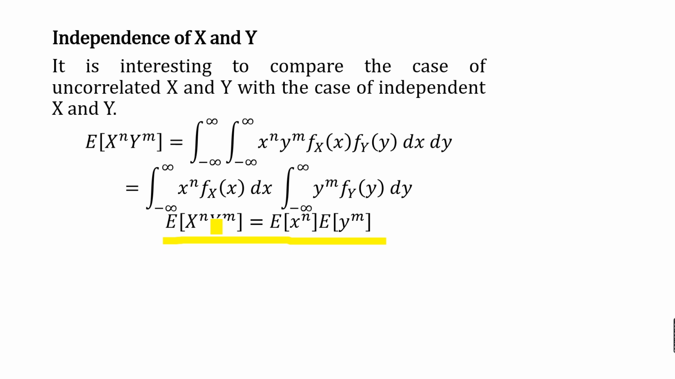Expectation of x to the power n into y to the power m, if they are independent, then it can be written as a product. So apply the expectation formula here. g of x, y is defined in terms of x and y, x to the power n and y to the power m, and f_X of x and f_Y of y, integrated with respect to dx and dy.